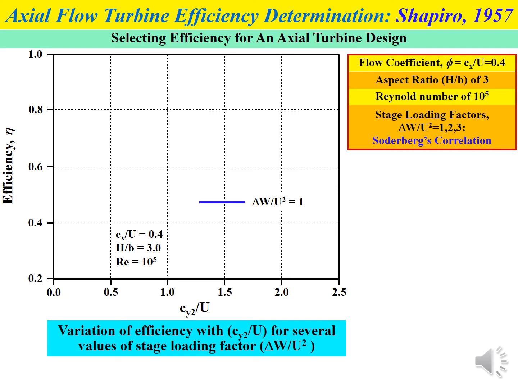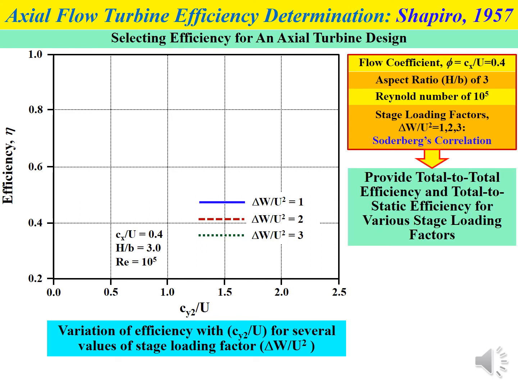Okay, so the data for stage loading factor equal to 1 is represented by the blue continuous line. Stage loading factor equal to 2 is represented by the red dashed line, and stage loading factor equal to 3 is represented by the green dotted line. The graph of Shapiro 1957 provides total to total efficiency and also total to static efficiency for various stage loading factor values.